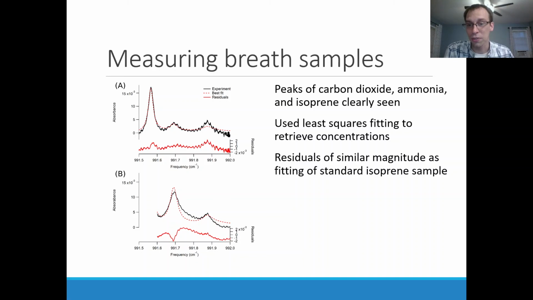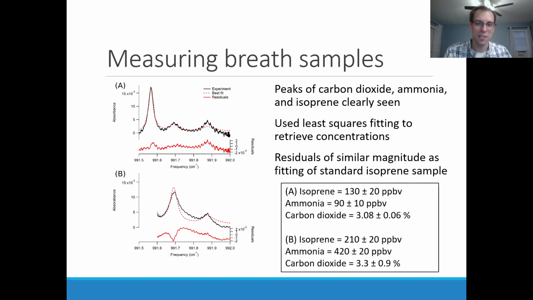These are very low concentrations, so you can see these aren't the greatest fits you've ever seen, but we can retrieve concentrations. So in sample A, here are the results. Isoprene, in particular, is what we care about, and is present at about 130 parts per billion in the first one, and in the second one at about 210 parts per billion. This shows that we can actually take a real sample, don't even have to do any extra processing to it, and we can retrieve isoprene concentrations.